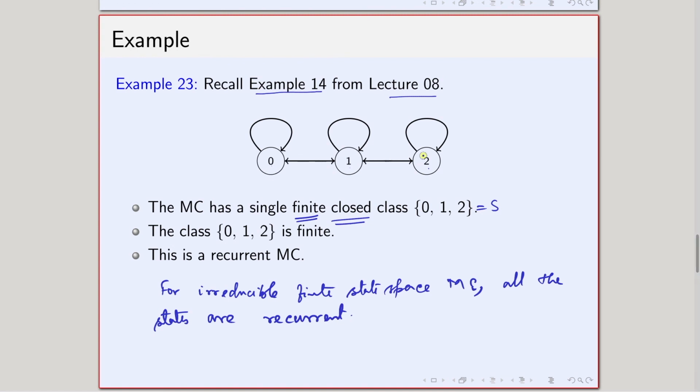It does not matter if I have, say, k states in total, if they are communicating with each other, that means it is an irreducible Markov chain. Using the same argument, I can prove that all the states are recurrent. So there is only one class in the case of an irreducible finite state space Markov chain, and this is a closed class, this is a finite class. So that means all the states of that particular Markov chain have to be recurrent.